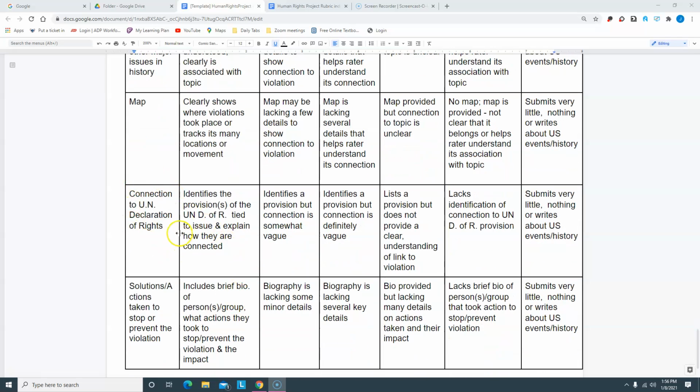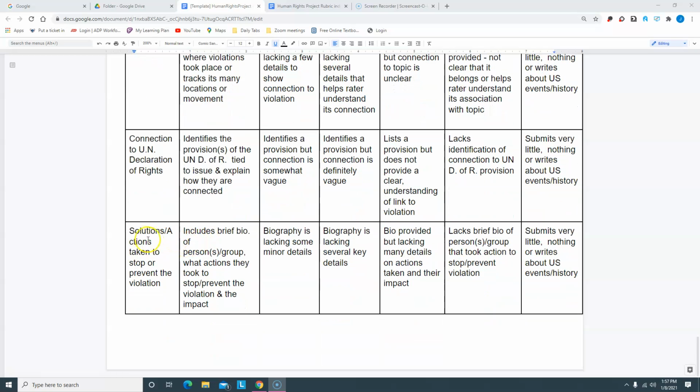This is the tricky part, the connection to the United Nations Declaration of Human Rights. Have you identified a provision, or more than one, of the UN Declaration of Rights, UDHR, that's tied to your issue, and explain how they are connected? You can't just give me a slide that says the Holocaust is linked to provisions 1 and 3, period. That doesn't work. You won't get credit for that.